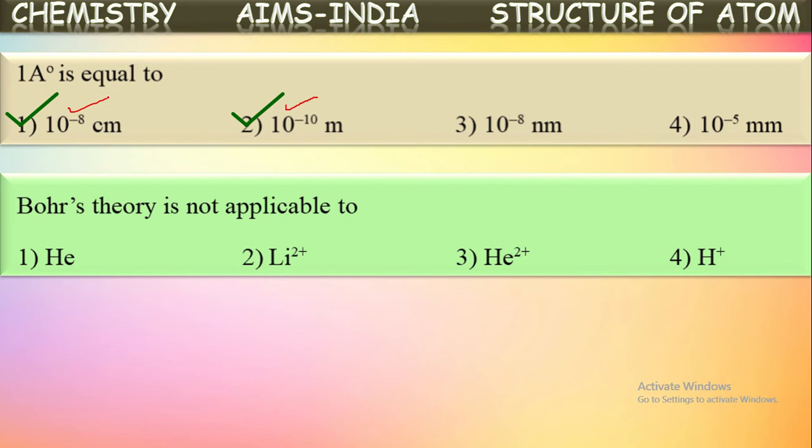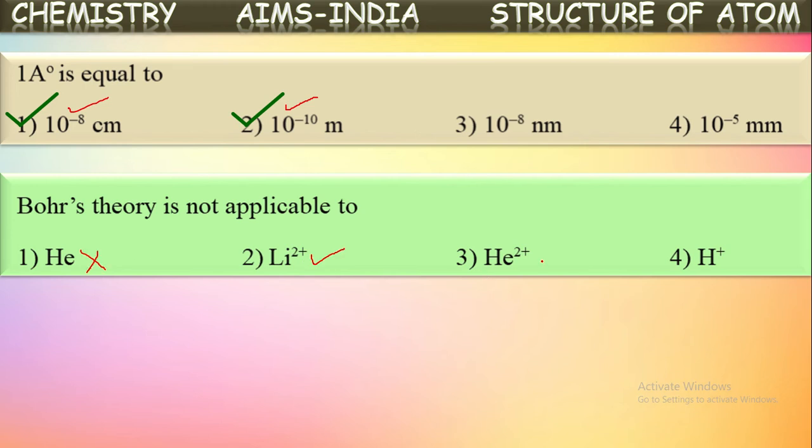What about Li plus 2? We know lithium's atomic number is 3. If we say Li plus 2, what does it mean? It lost 2 electrons, so out of 3, 2 are lost. How many electrons remain in Li plus 2 now? 1 electron. So it is a single electron species. For this, Bohr's theory is applicable. For helium, it is not applicable.